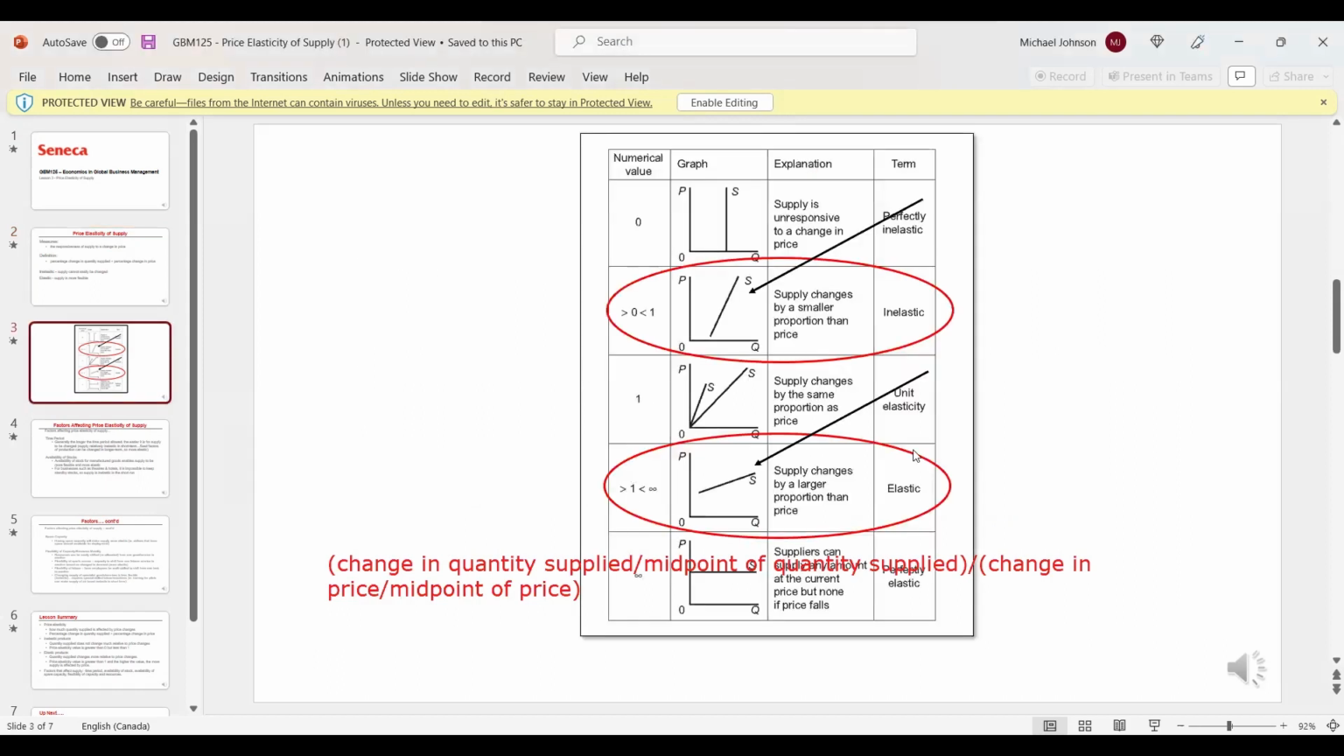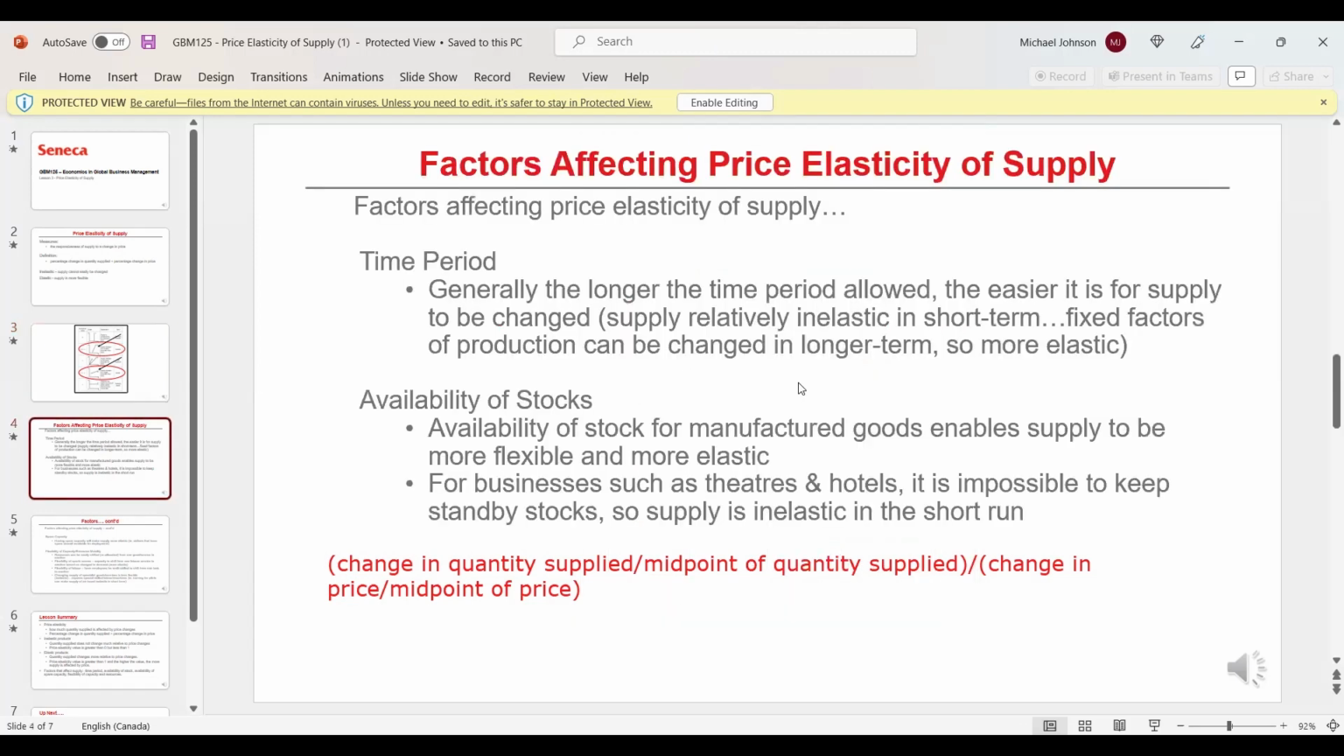And then, inelastic supply changes by a smaller proportion than price, and elastic is when supply changes by a larger proportion than price. So the factors affecting price elasticity of supply are, first, time period. The longer the time period allowed, the easier it is for supply to be changed. Supply is relatively inelastic in the short term. Fixed factors of production can be changed in the longer term, so supply is more elastic.